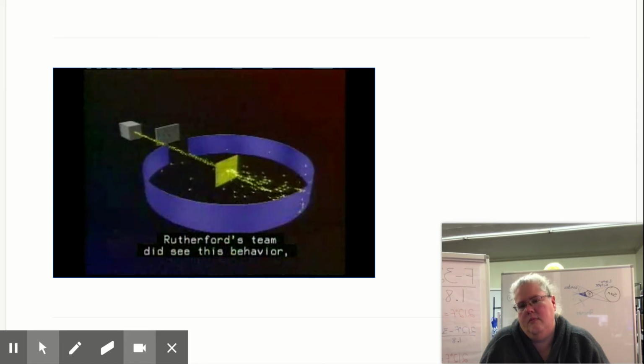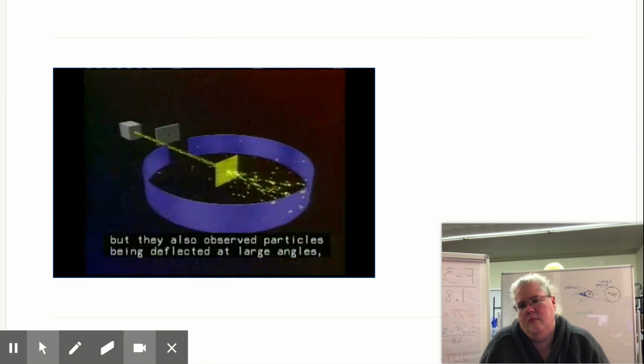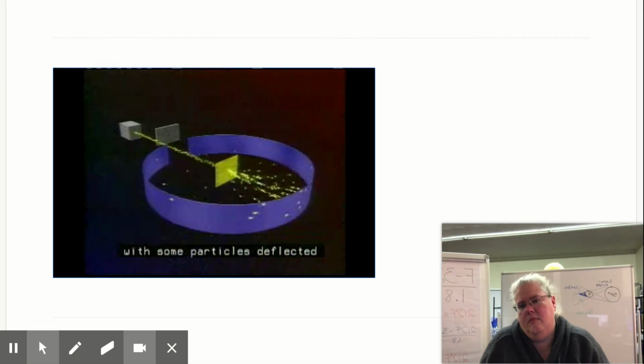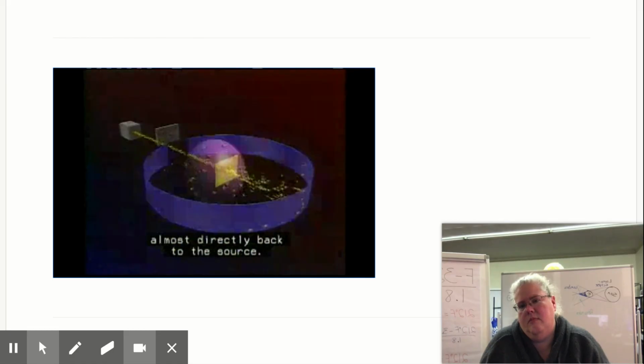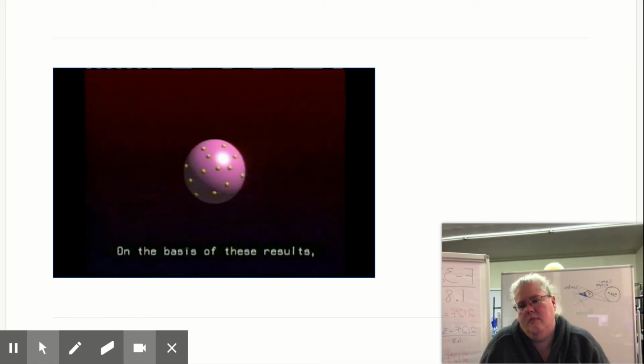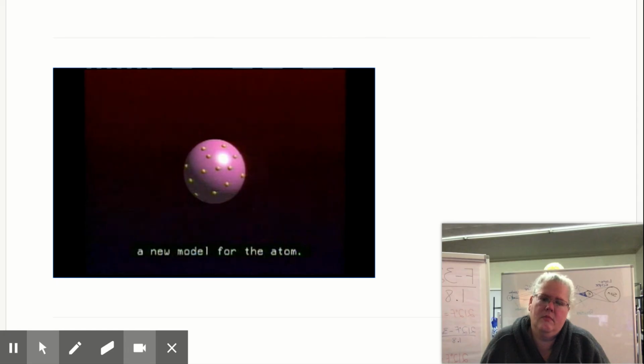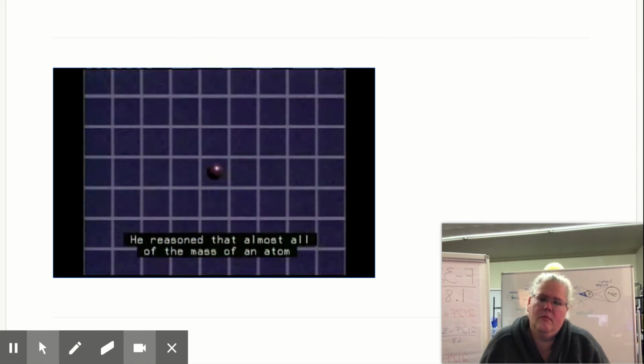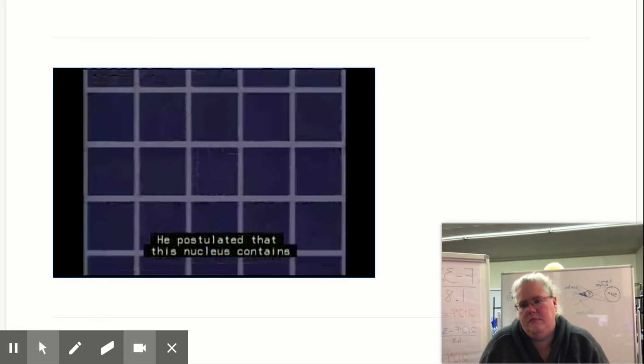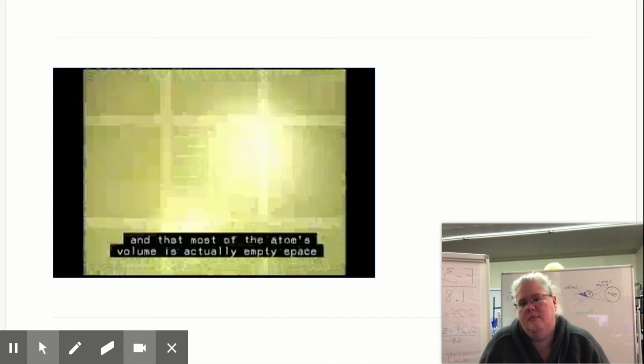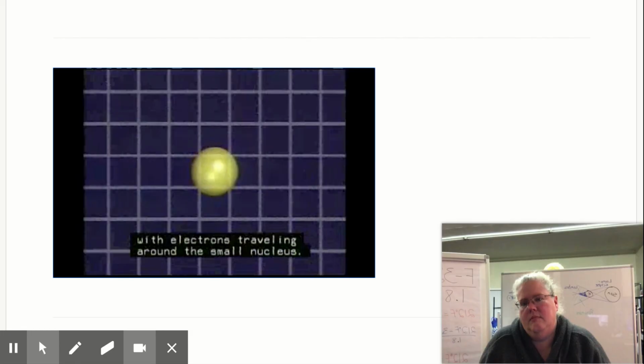Rutherford's team did see this behavior, but they also observed particles being deflected at large angles, with some particles deflected almost directly back to the source. On the basis of these results, Rutherford was able to come up with a new model for the atom. He reasoned that almost all of the mass of an atom is located in a very dense, very small center called the nucleus. He postulated that this nucleus contains all of the positive charge of an atom, and that most of the atom's volume is actually empty space with electrons traveling around the small nucleus.